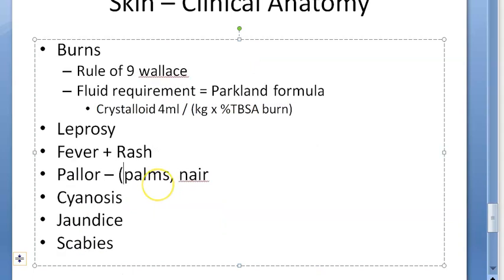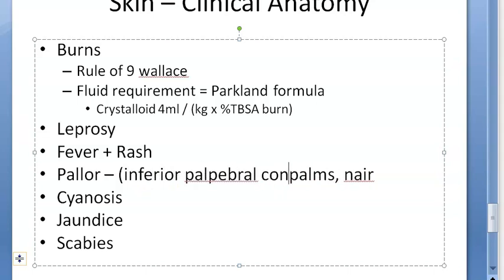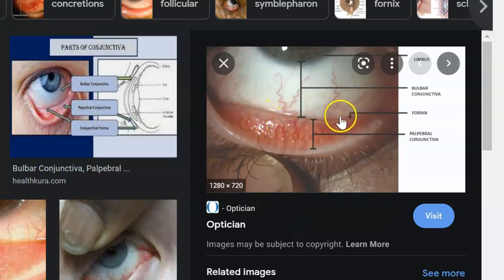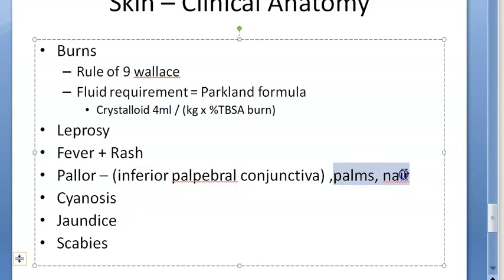You will actually check the inferior palpebral conjunctiva. Am I saying that correct? This one, this is the inferior palpebral conjunctiva where you check the pallor of the eye, right? Then palms, and nail. Okay, you can check all that for pallor. Pallor means they can have anemia, low hemoglobin.